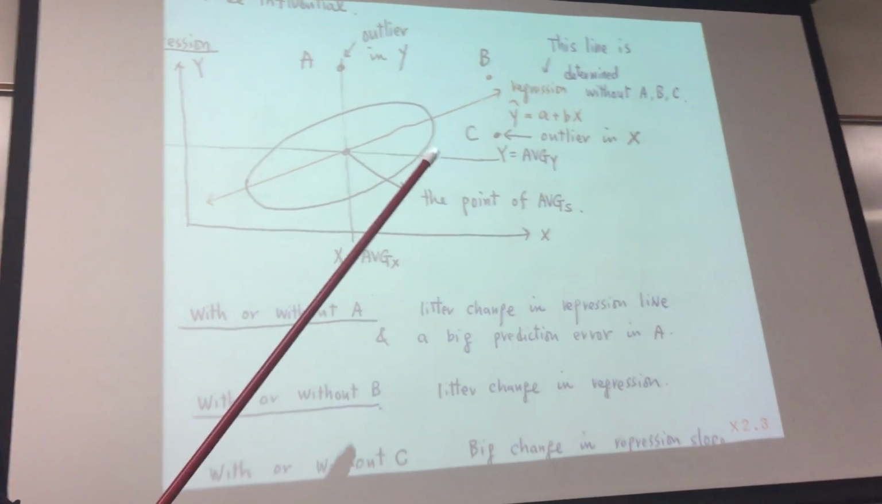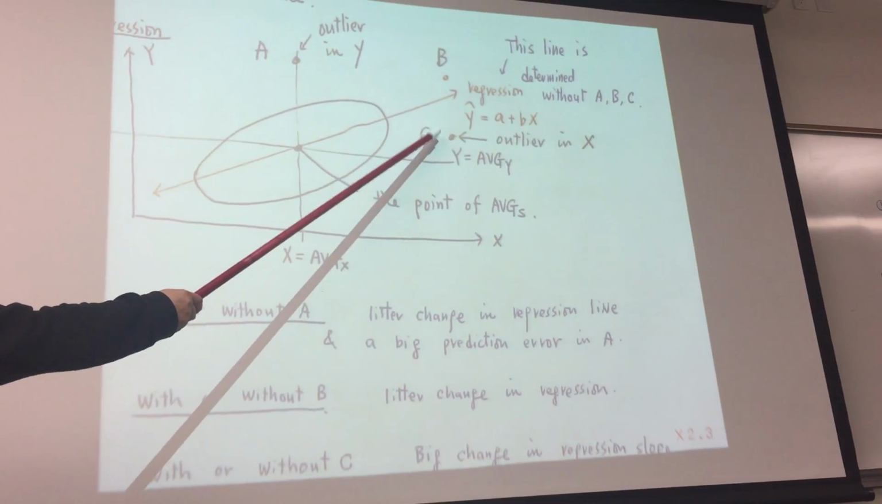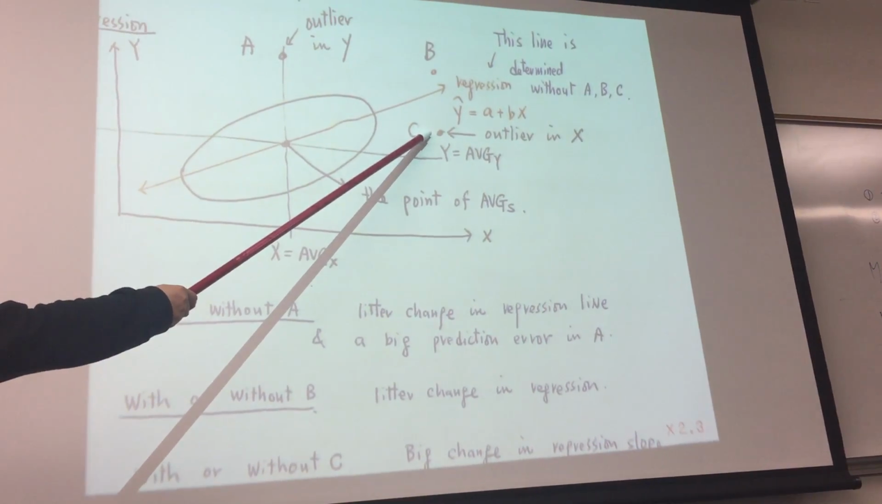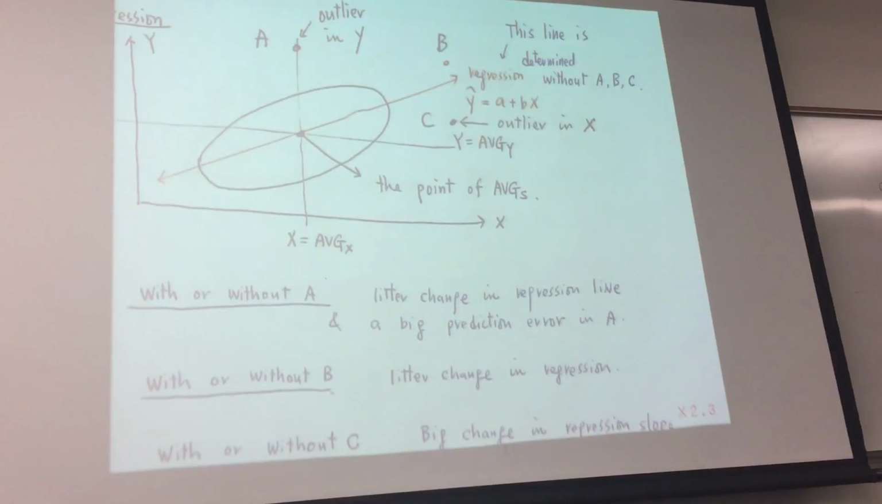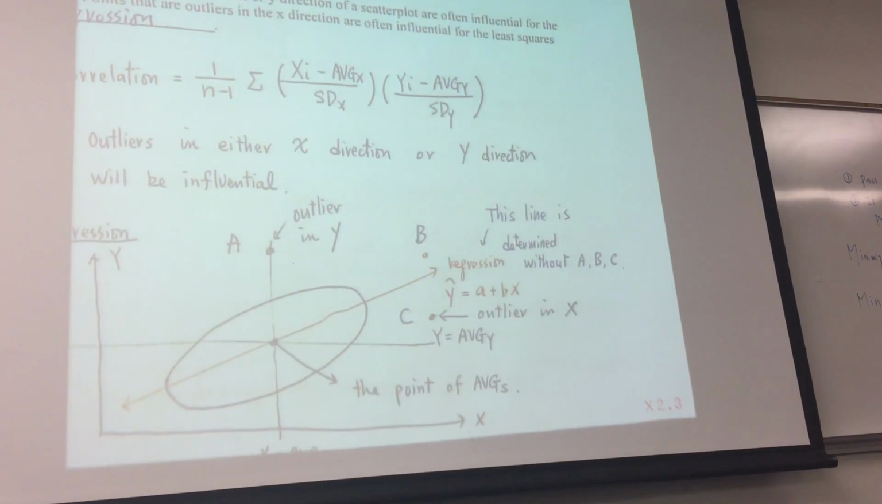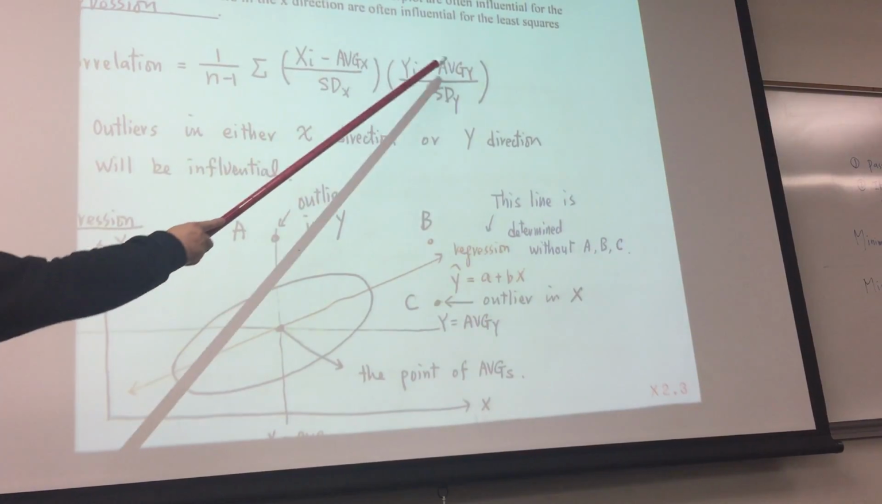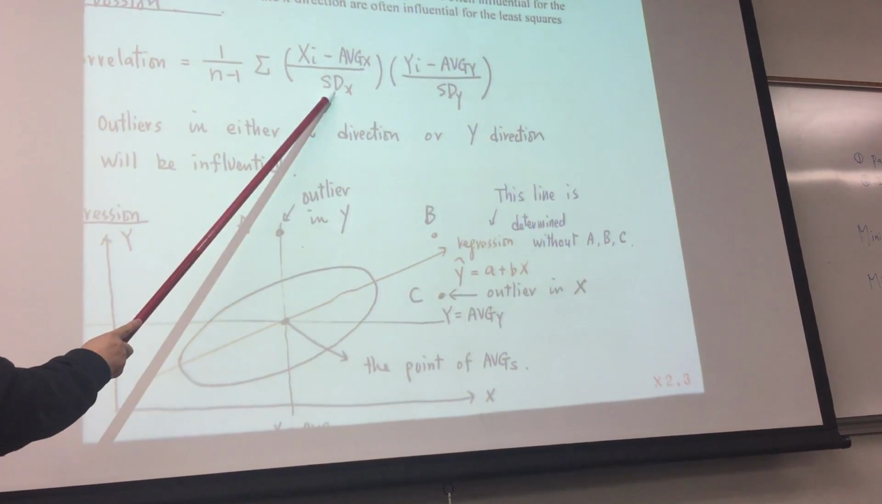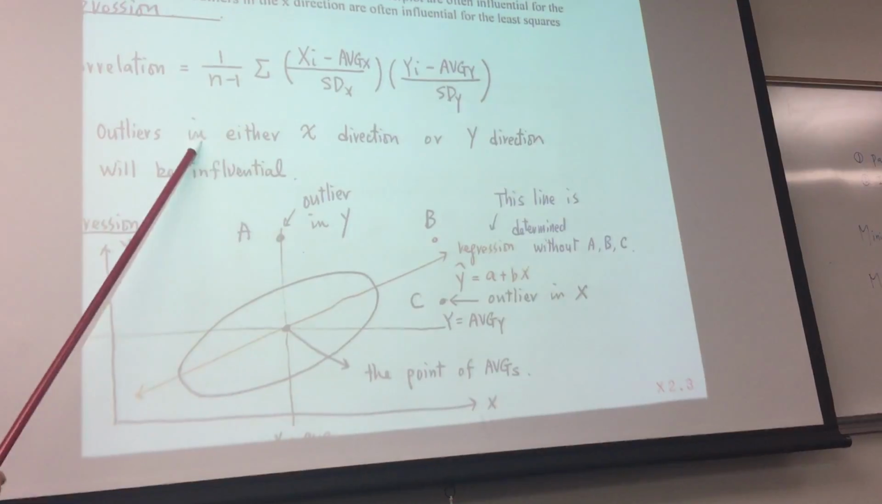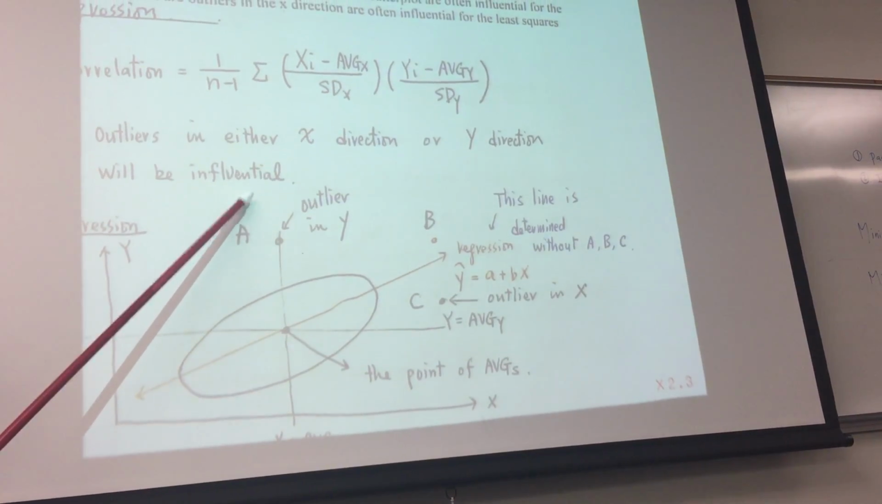So regression usually only considers an outlier in the X direction as influential. But in correlation, both X and Y outliers affect the average of X, the average of Y, the standard deviation of X, and the standard deviation of Y. So in both directions, they are considered influential. Is that okay?